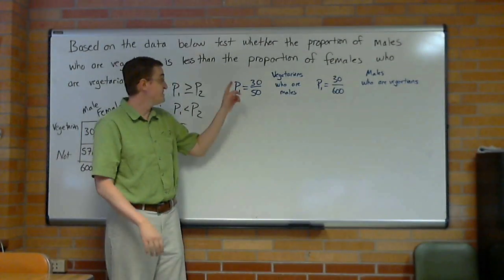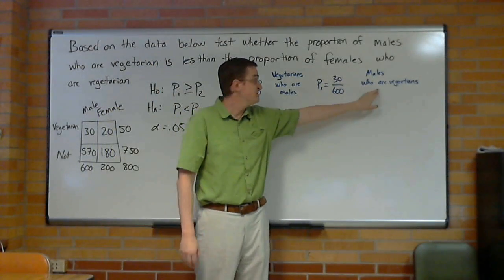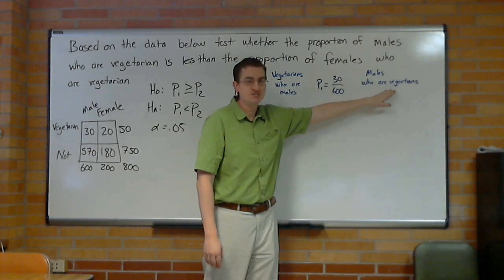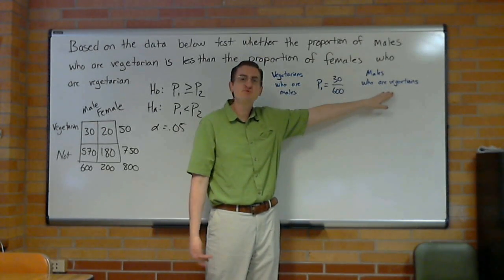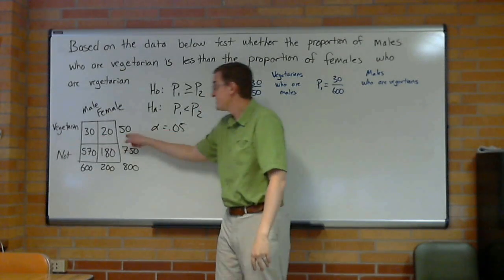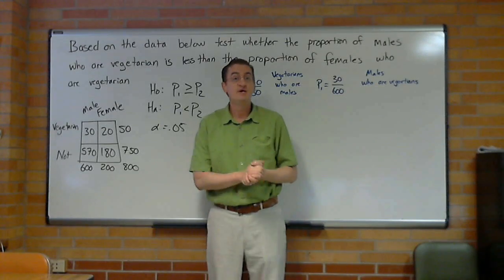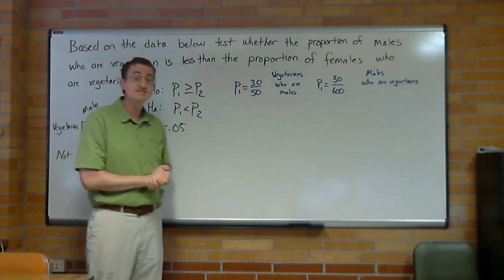And the 2 are going to be vegetarians who are male for group 1, or males who are that's totally, you probably can't see that anyway. Let's pretend you can't read how misspelled that word is. So in other words, 30 out of 50 or the 30 out of 600, that's what we're going to call our group 1. Now, which of these gives us the best z-score?